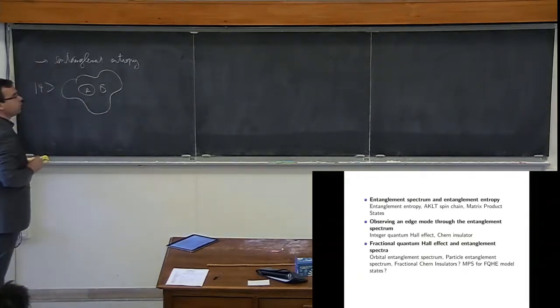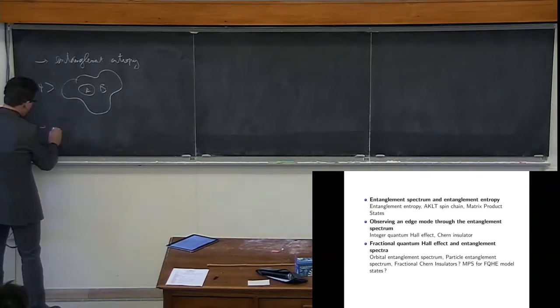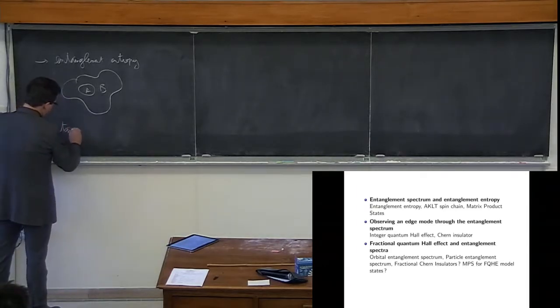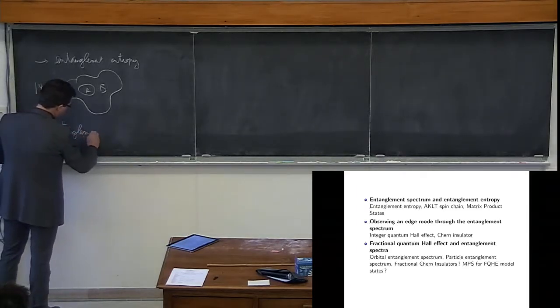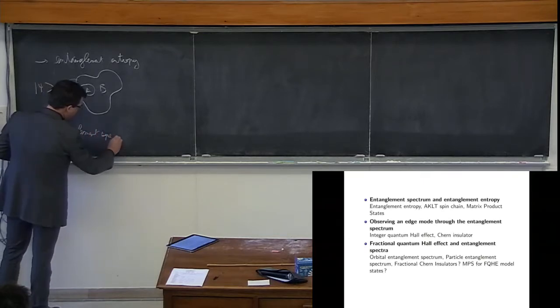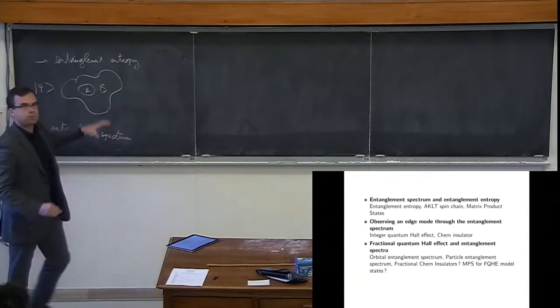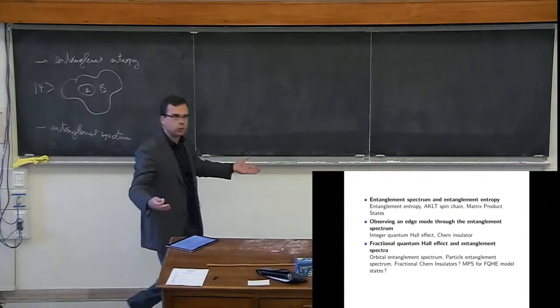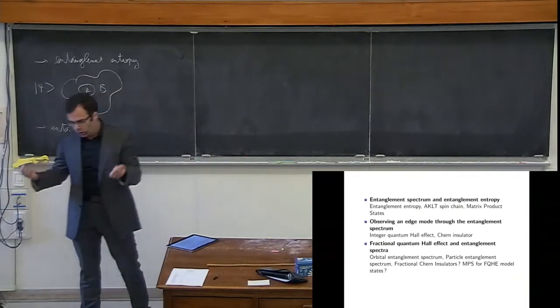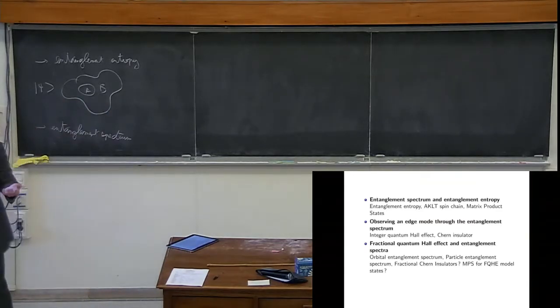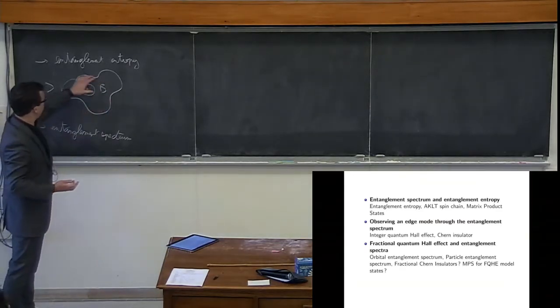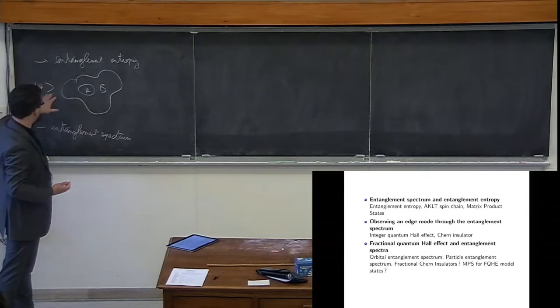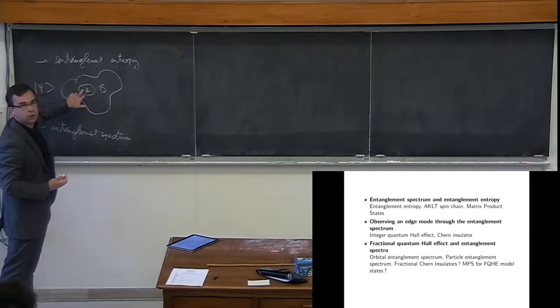So that's one of the concepts we'll look at today, and the other one is the entanglement spectrum, which is actually quite related. It's the same kind of setup. So take the ground state, cut your system into two parts, and you will look at the reduced density matrix corresponding to the ground state when you trace out B, and look at what's going on for A.